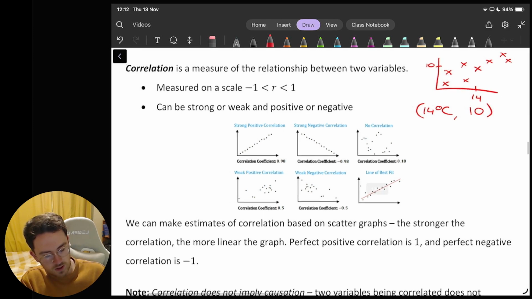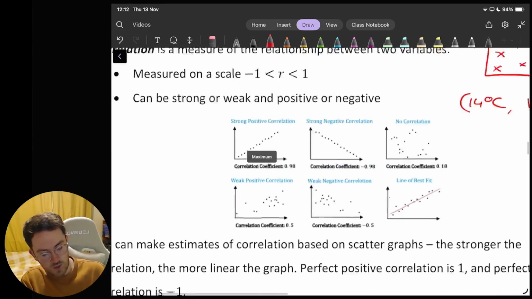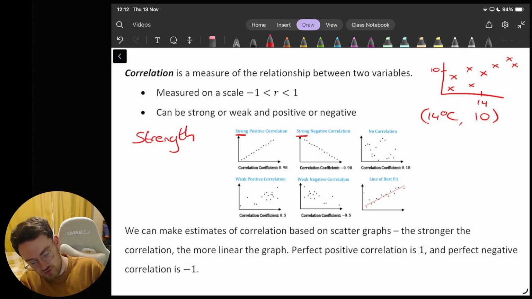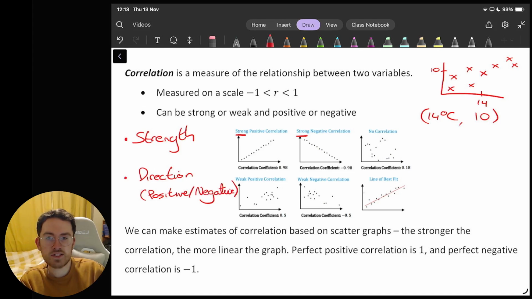The key things with correlation are we have to say whether it is strong or weak. So we talk about the strength first, and then we talk about direction, which means whether it's positive or negative. If we're asked to describe the correlation between two variables, we need to hit on both of those things. Is it strong or weak, and what direction is it going, positive or negative? And obviously we could have no correlation as well.